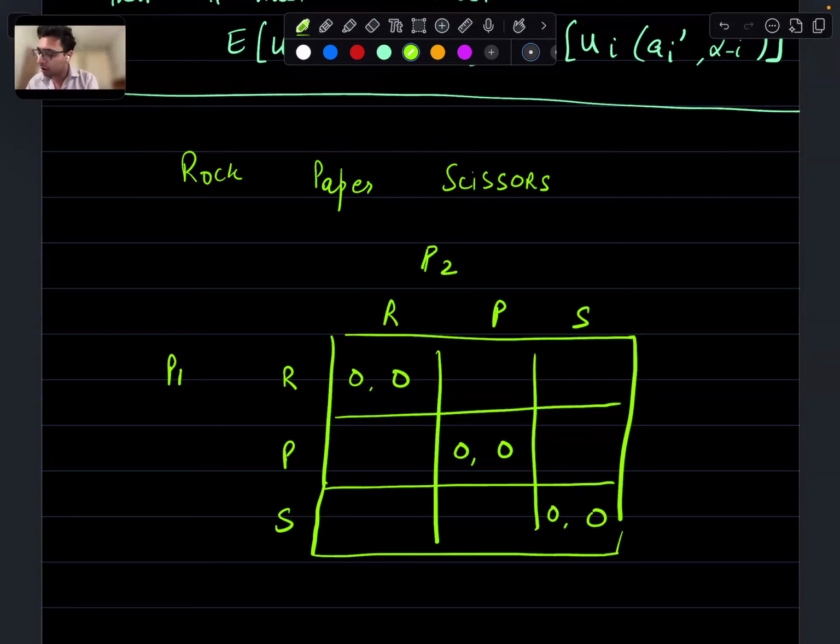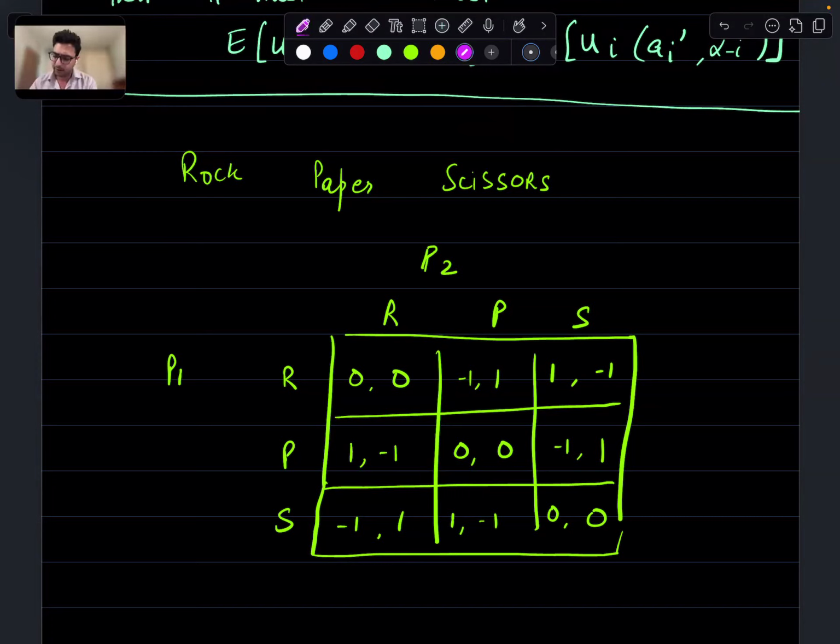But we know that rock beats scissors, so this is a 1, and this is a -1. Paper beats rock, so paper covers rock, so this is a 1, -1, -1, 1, and scissors cuts paper, so 1, comma, -1, -1, comma, 1. As always, you write the payoff of player 1 first, then the payoff of player 2.